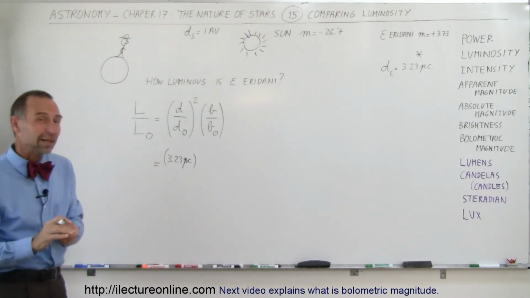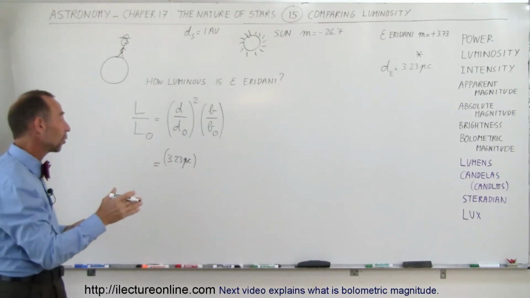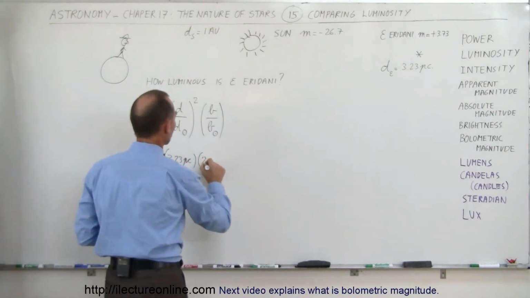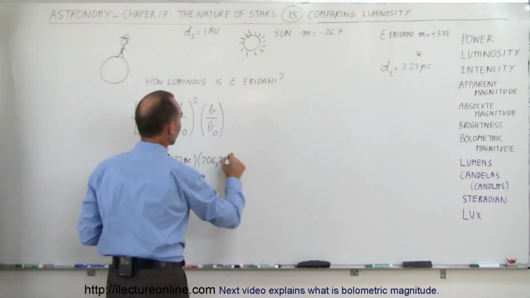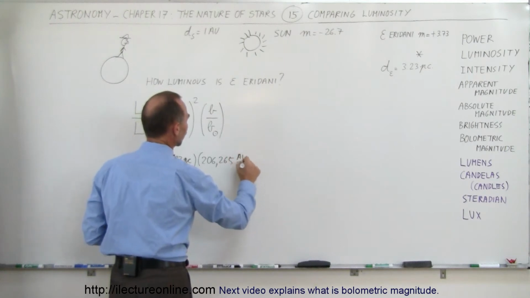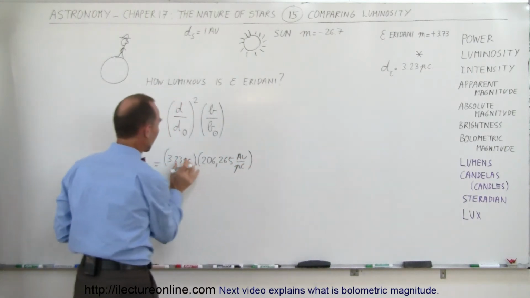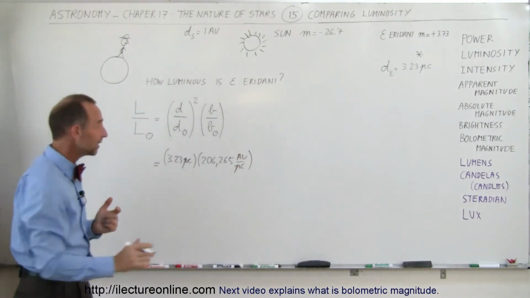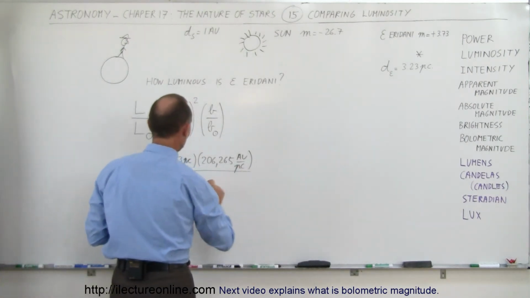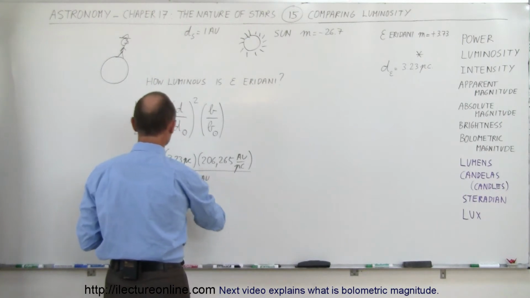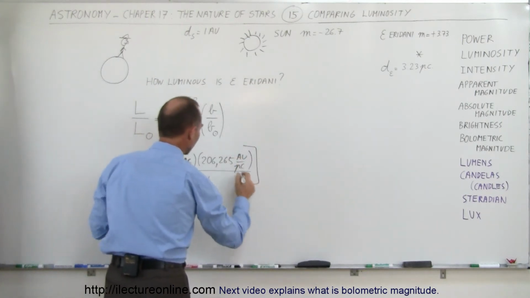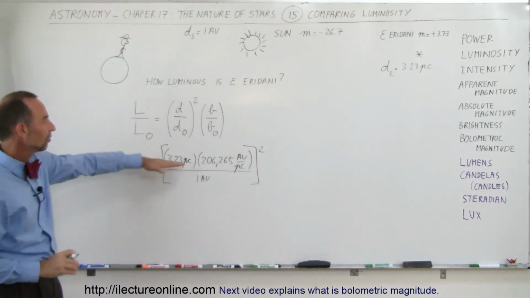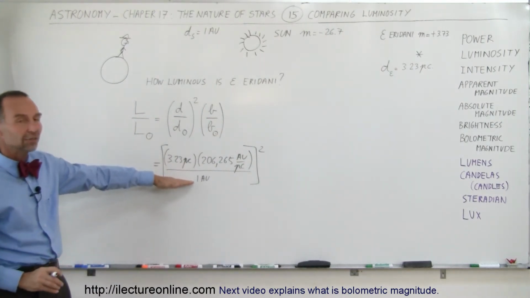And then we have to multiply that times the number of astronomical units in a parsec, which is 206,265 astronomical units per parsec. And so now when we cancel the parsec out, we have astronomical units. And of course, we divide that by the distance to the sun, which is one astronomical unit. And so we have this fraction here, and then we have to square that. So now that compares the distance to the star divided by the distance to the sun.